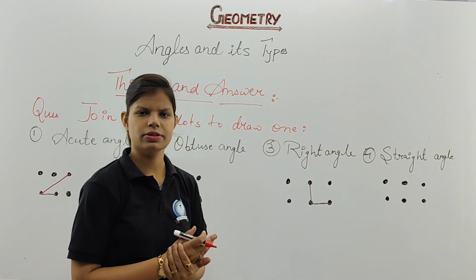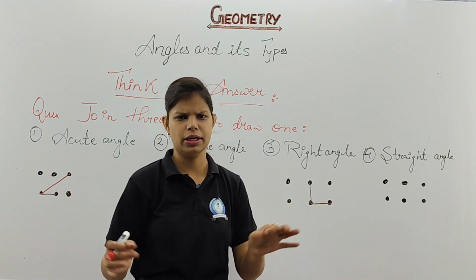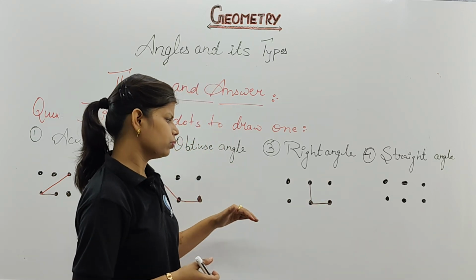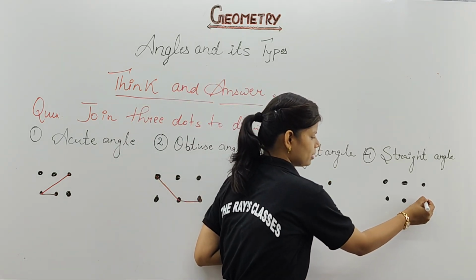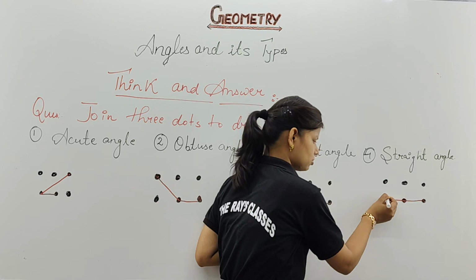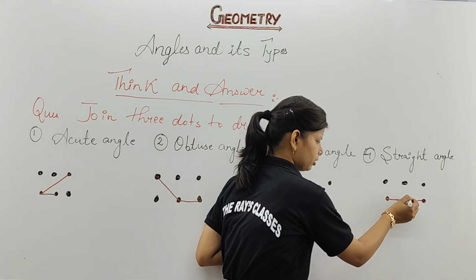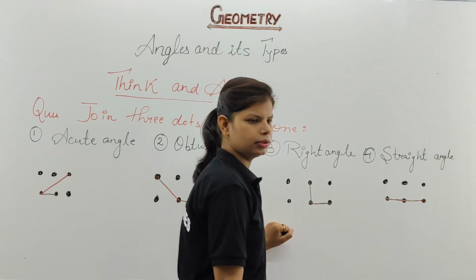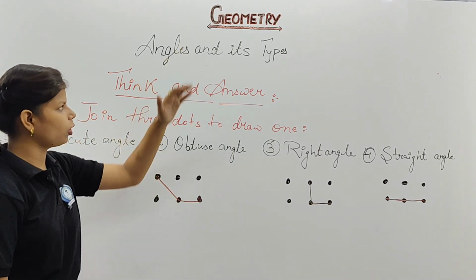And as per your syllabus, you will get questions like draw an angle with the help of a protractor, or draw a line segment of this much and then draw an angle. Such questions will be asked. Now last is your straight angle. So you have to take 3 dots. Straight means complete like this. So I have taken these 3 dots to explain this one. Clear, children?